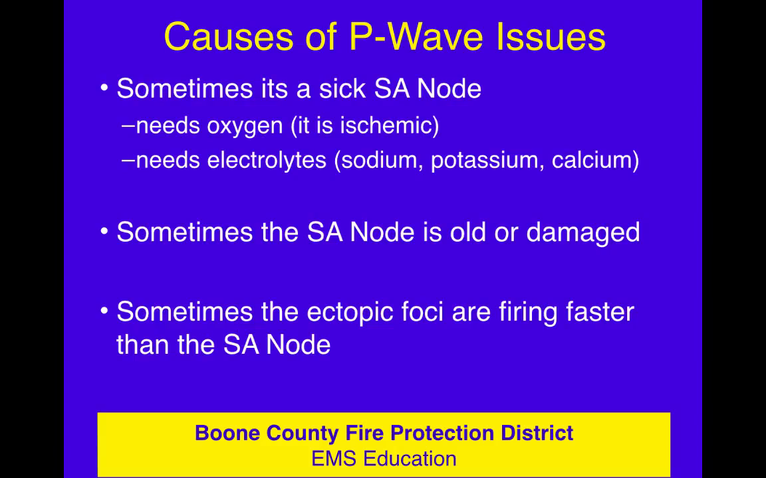Sometimes the SA node's ready to work just fine, but the little ectopic foci, one or more of the little extra pacing sites, just starts firing away in the atria. And so you figure the SA node likes to, its intrinsic rate, it likes to fire at 60, 70, 80, something like that. Maybe it's all nice and ready to go at 80, but the little ectopics keep speaking up 90 or 100 times a minute. And so the SA node would be happy to speak if it were allowed to, but the little ectopics beat it.